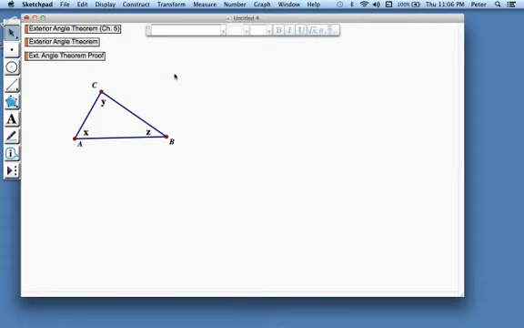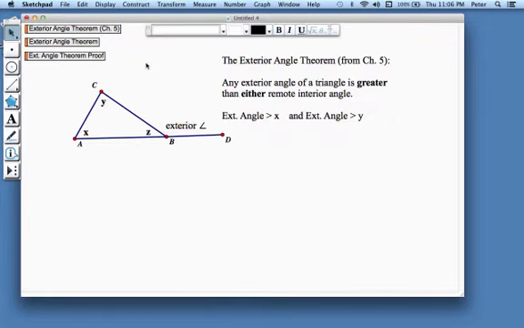Let's take a look at the next theorem. You'll recall that in chapter 5 we learned the exterior angle theorem. And that said if we extended one side of a triangle, we created an exterior angle. And that exterior angle was greater than either remote interior angle. So in other words, the exterior angle was greater than angle X, and the exterior angle was greater than angle Y.